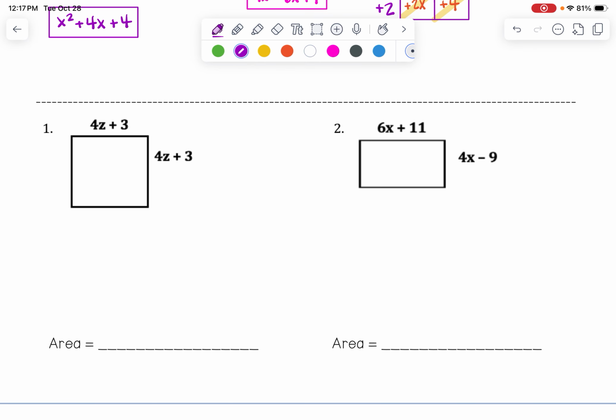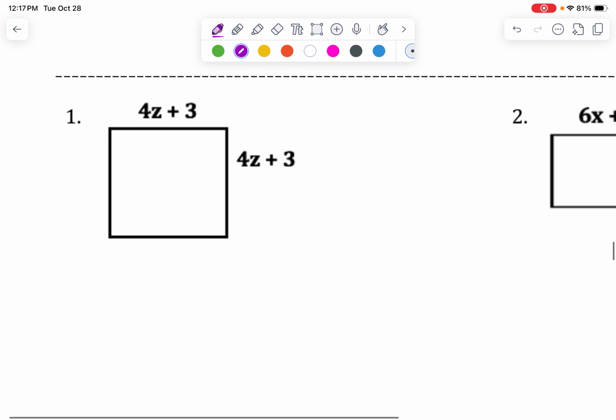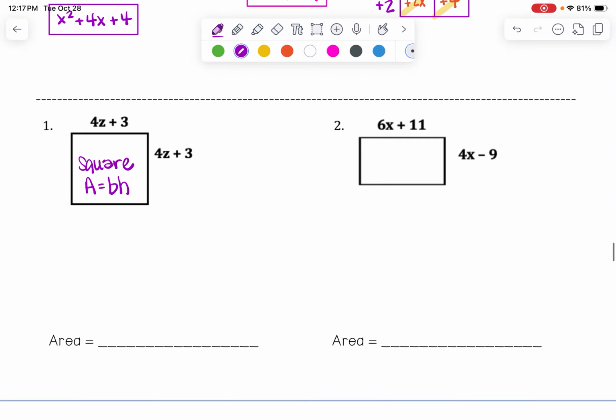All right, our last 2 questions really quick is just representing what we just did and how it pertains to the area of a rectangle, right? So right here, I know this is a square, because the dimensions are the same. It's 4z plus 3 times 4z plus 3. Well, if I want to find the area of a square or any rectangle, it's just base times height. So I'm just going to multiply my dimensions. My base is 4z plus 3, and my height is 4z plus 3. So when we're multiplying binomials, we're actually finding the area of the rectangle being created by those binomials.